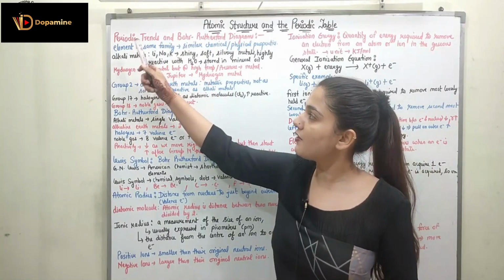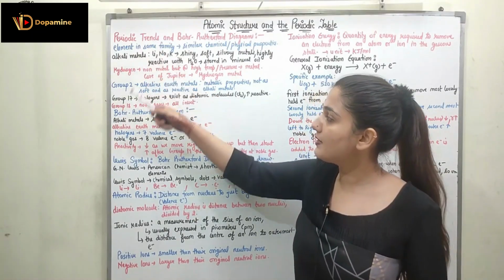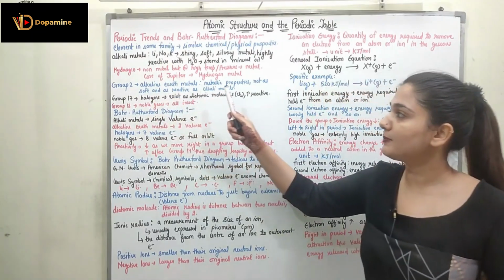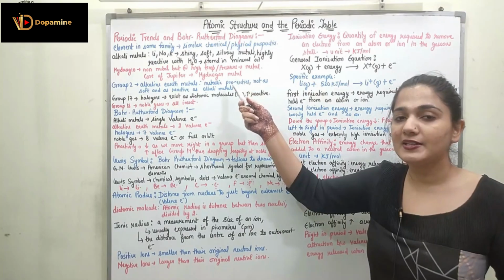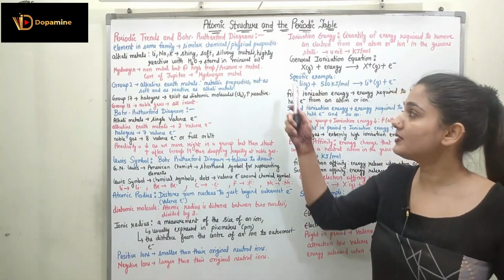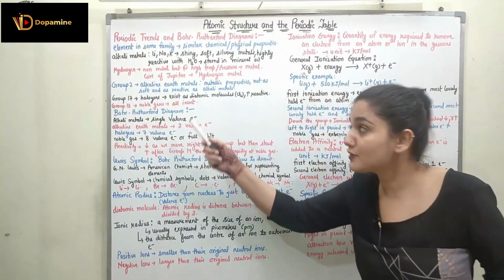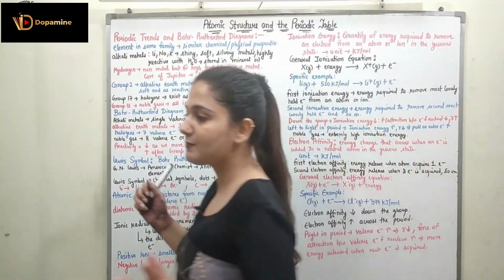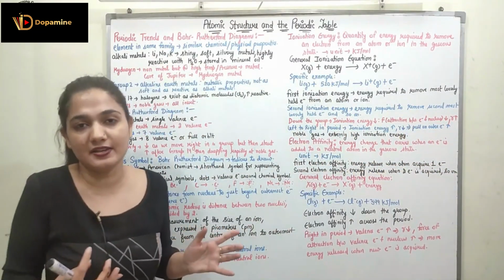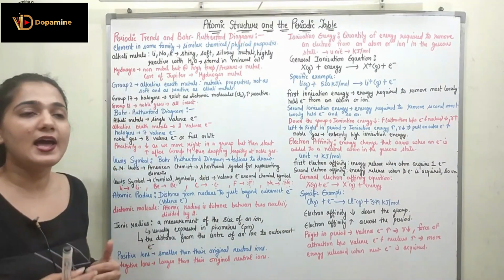Coming to group 2, group 2 are the alkaline earth metals, right? This is group 1 for alkali metals. Group 2 is for the alkaline earth metals, which have metallic properties. These are also having metallic properties like the alkali metals, but they are not as soft and as reactive as alkali metals. This is the difference between the alkali metals and the alkaline earth metals, or the group 1 and the group 2 elements.